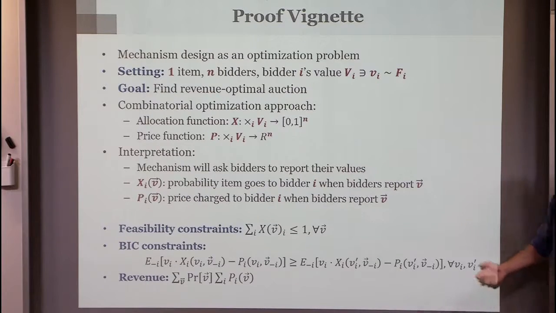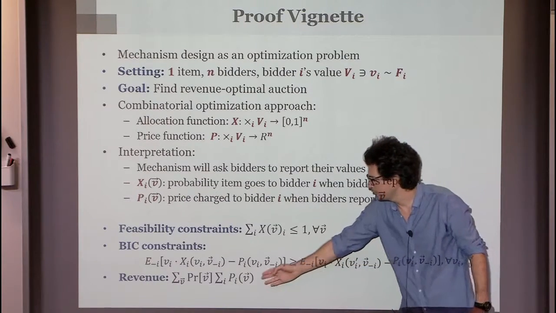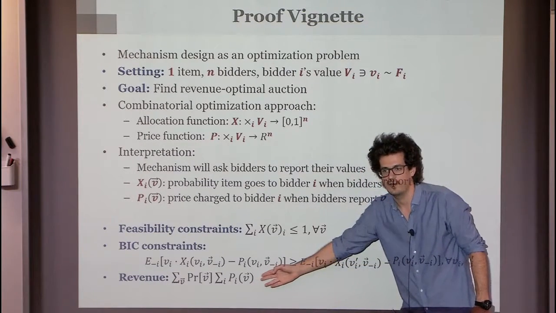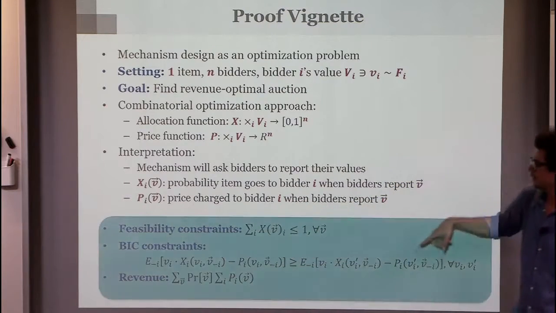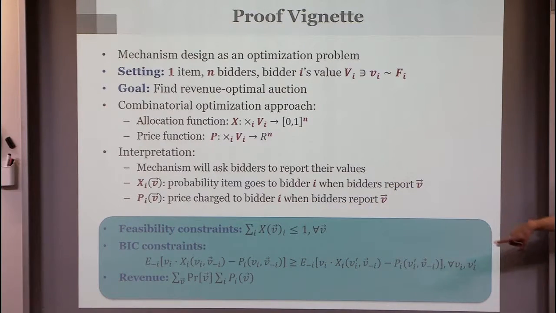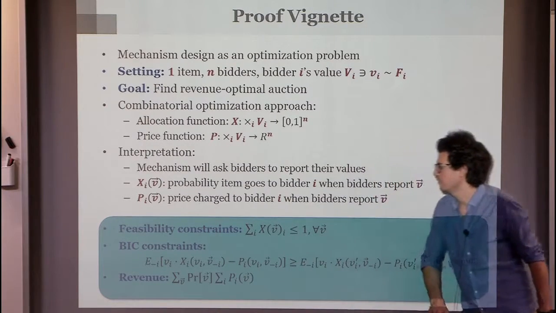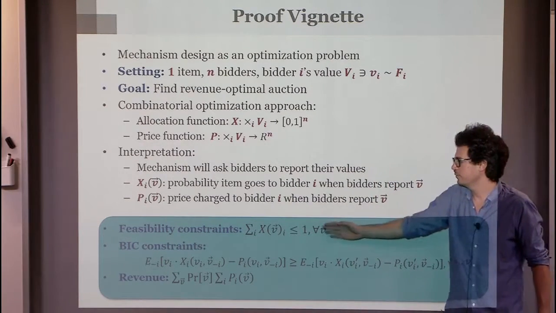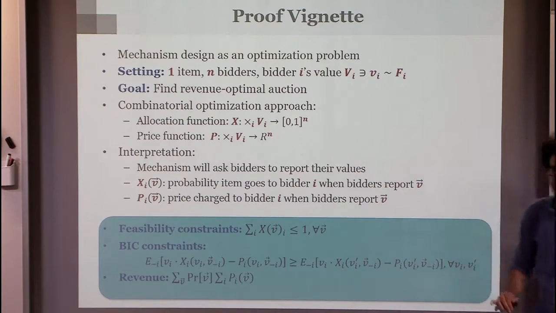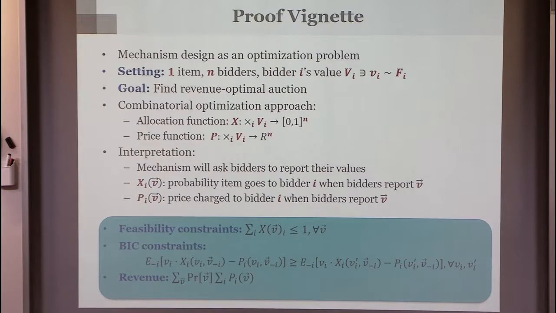And the expected revenue can also be written as a linear function of my variables. So at the end of the day, everything that I need to express my objective, which is the expected revenue, as well as the feasibility constraints and the incentive compatibility constraints, are all linear in my variables. So this is an LP that I can solve. Okay, so finding the optimal mechanism is just an LP.